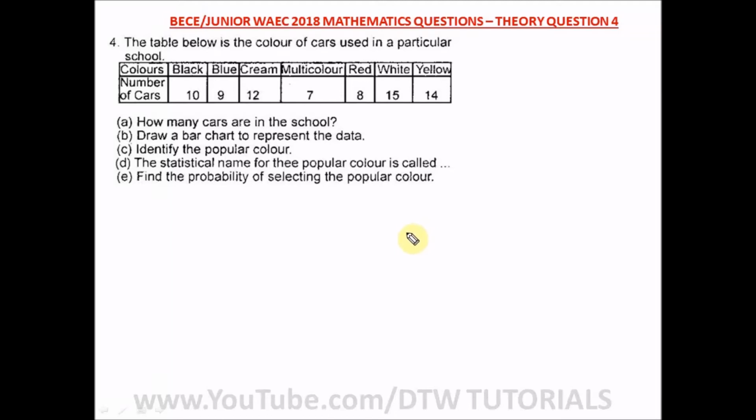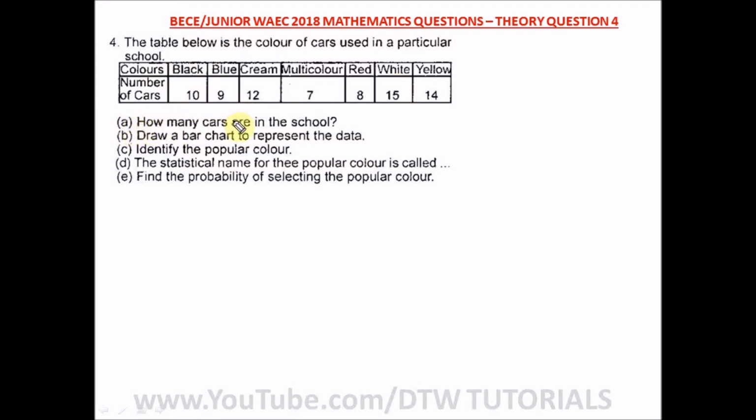Question 4 of the BECE 2018 Mathematics theory questions. That's your BECE, your Junior WAEC 2018 Mathematics past question. Okay, question 4. It says the table below shows the color of cars used in a particular school. This is our table here.